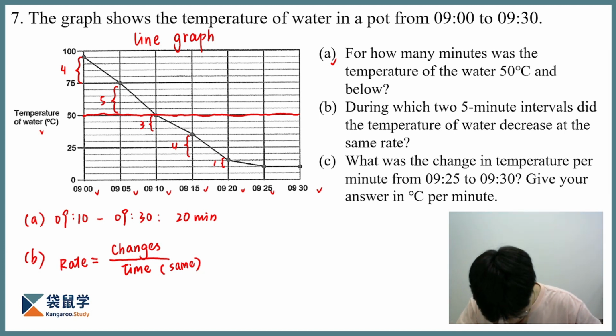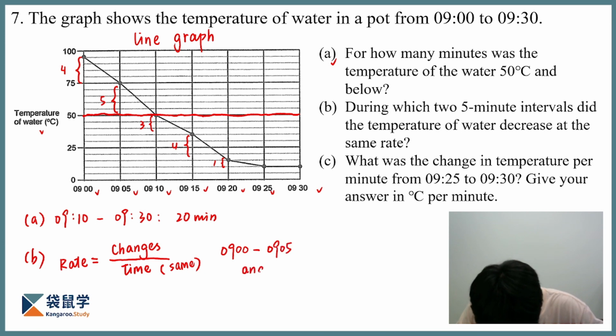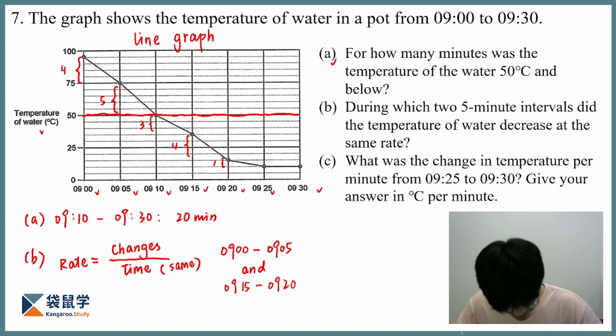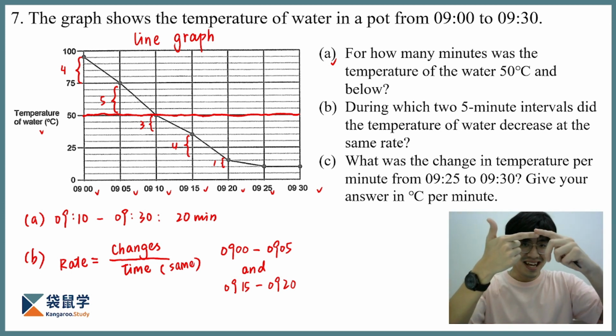Very simple. The first one is 0900 to 0905, and 0915 to 0920. So that's the second question.